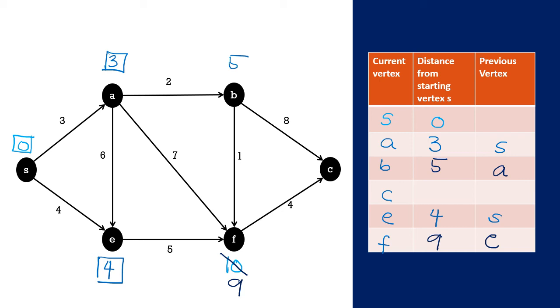Okay. All right. So, again, we look at the numbers, the unboxed numbers. And the smallest now is 5. So we now box 5. Next. Again, we look at the adjacent vertices. Okay, so that's C and F. So here, what will be the distance? So 5 plus 8. So this is now 13. And then here, 5 plus 1 is 6. 6 is smaller than 9. So that means we found a shorter path. Understand? So that becomes 6.